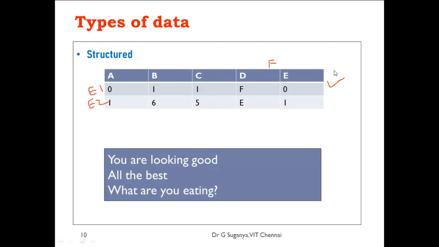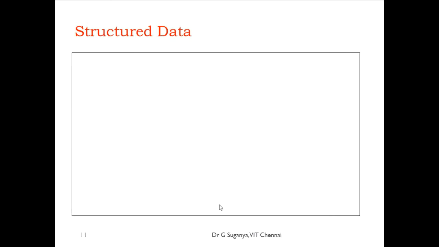It's quite easy to work on this data because any data can be accessed by means of its index, right? This is another kind of data which we normally give in the form of a review or something. So there are sentences like you are looking good, all the best, what are you eating? This kind is what we call unstructured data. It is quite difficult to work on, but not impossible. Compared to structured data, working on unstructured data takes a bit more effort, right?